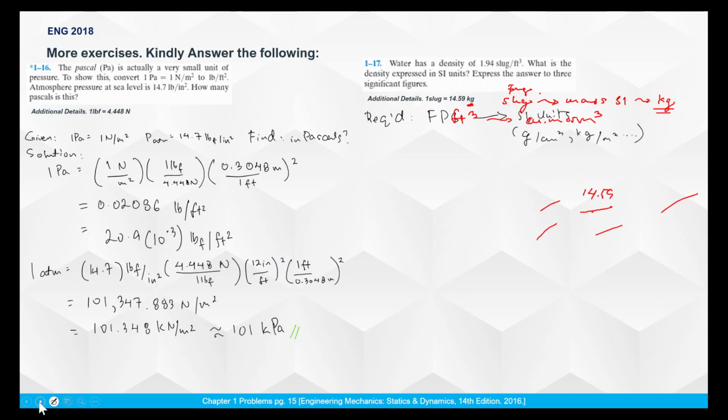Okay, so for 117 naman, we know na meron tayong given na density of 1.94 slug per feet cube. Huwag nyo nang pansinin muna yung naka-overlay dyan, hindi ko na matanggal. So, what is the density expressed in SI units? We know very well na slug is, yung kaninang exercise natin, a unit of mass sa English. Pag i-convert natin sa SI form, that will be kilograms, and yung feet cube magiging meter cube.